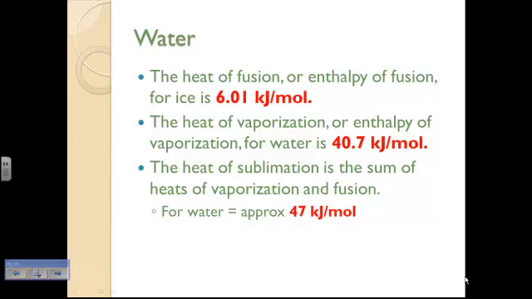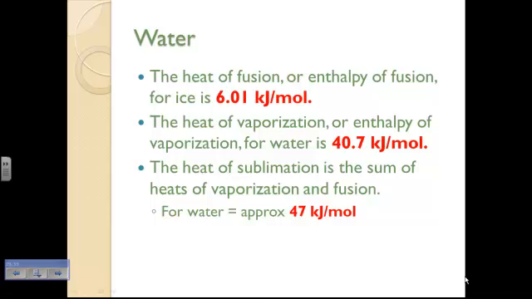The heat of vaporization, or enthalpy of vaporization, for water is 40.7 kJs per mole. 6.01 kilojoules are needed to cause solid ice to melt to liquid water. For liquid water to vaporize into steam, 40.7 kJs for every 1 mole.